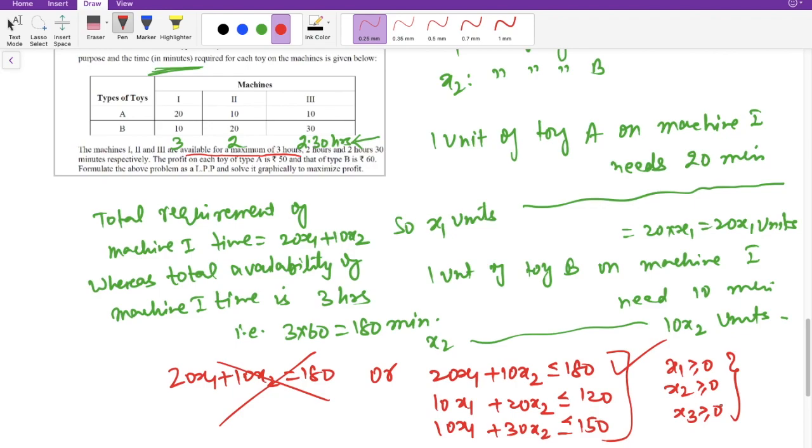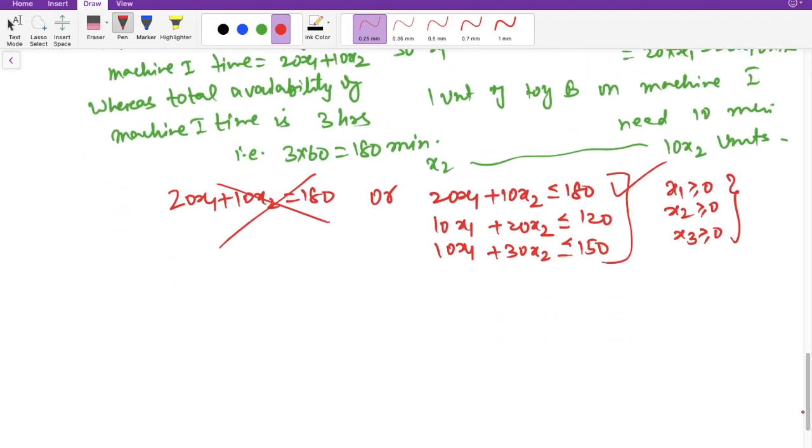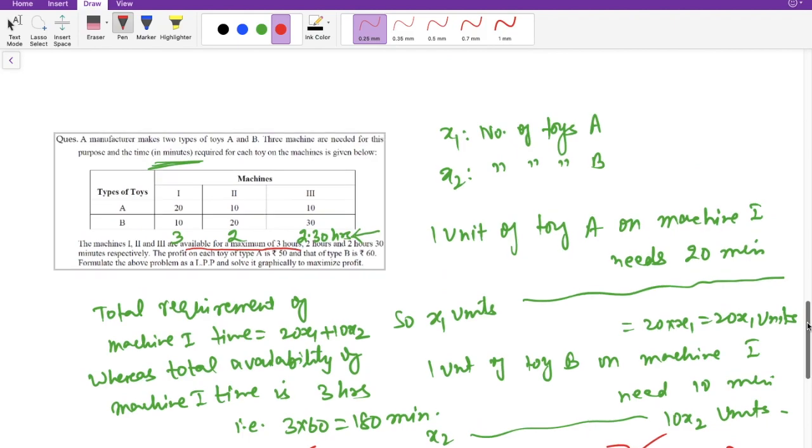Now it remains only to write the objective function. So what is my objective here? My objective here is to maximize profit. Now what is the profit? Do I have some data about it? The profit on each type. Yes, they are giving it.